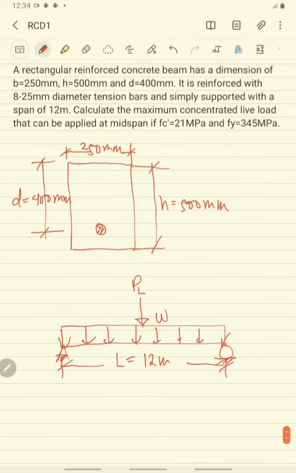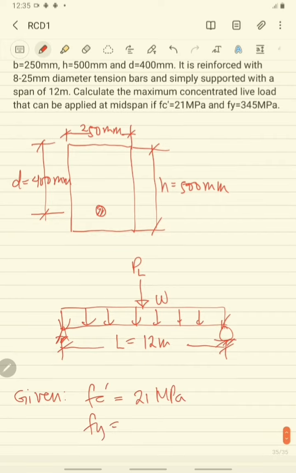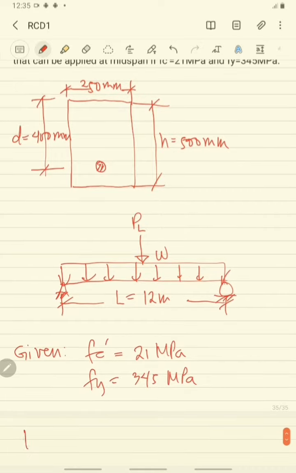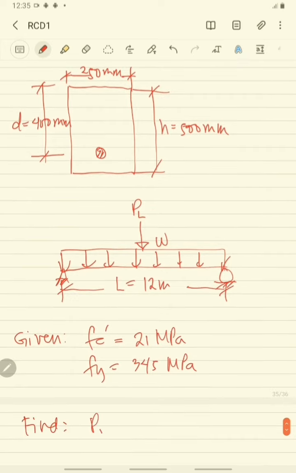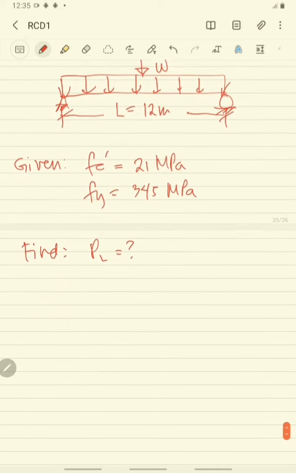Okay, so next we have to list all the givens. The compressive strength of the concrete is 21 megapascal, and Fy is equal to 345 megapascal. Then we have to calculate the maximum concentrated live load. So that is your problem.